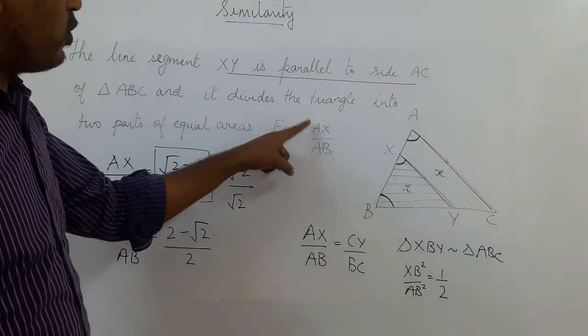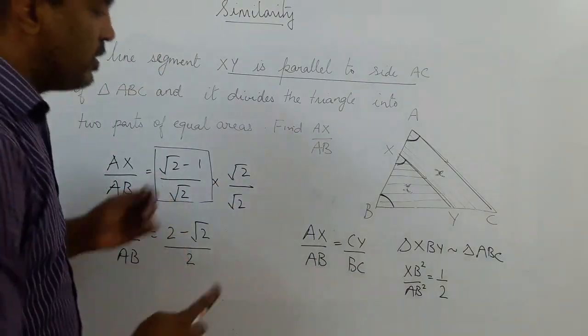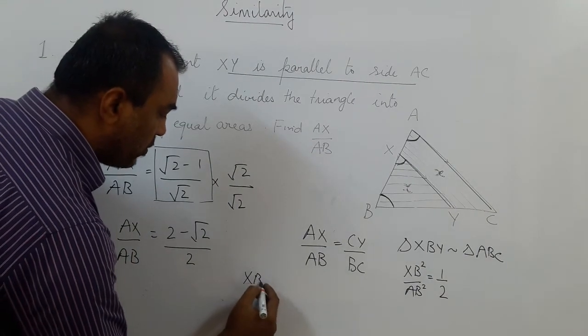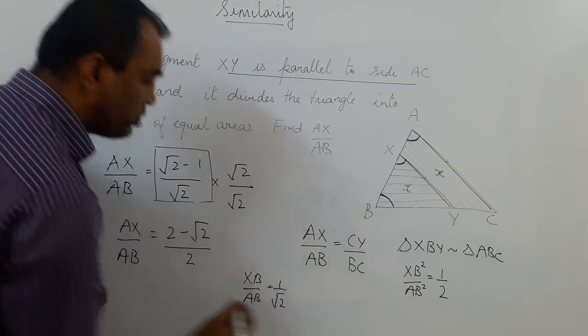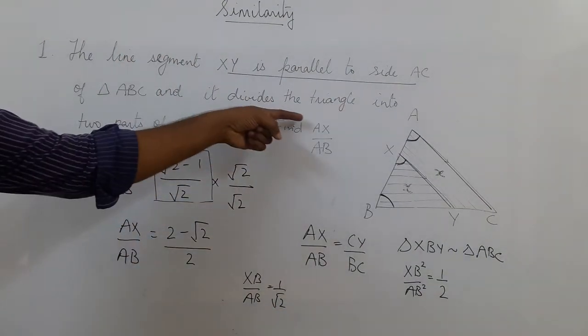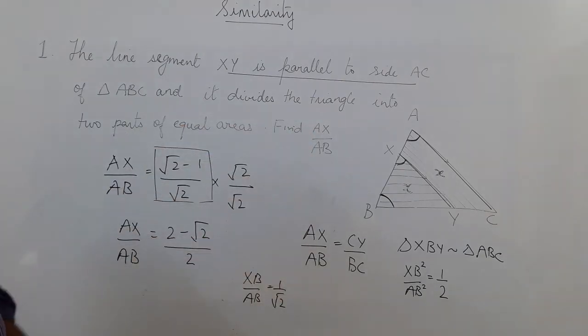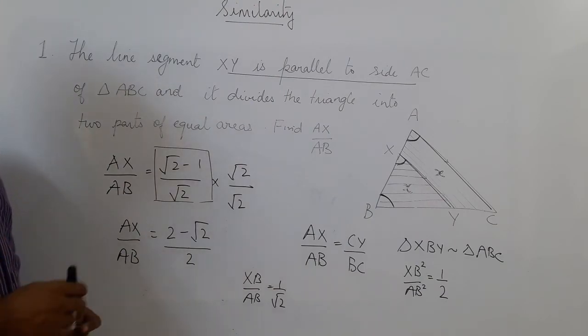Okay? So this is what to find AX upon BX. So we first find the ratio. So what we found? XB upon AB is 1 upon root 2, and from that we found this. Okay? So this was the thing we did today. Again, for the revision sake, one last time, what did we do?